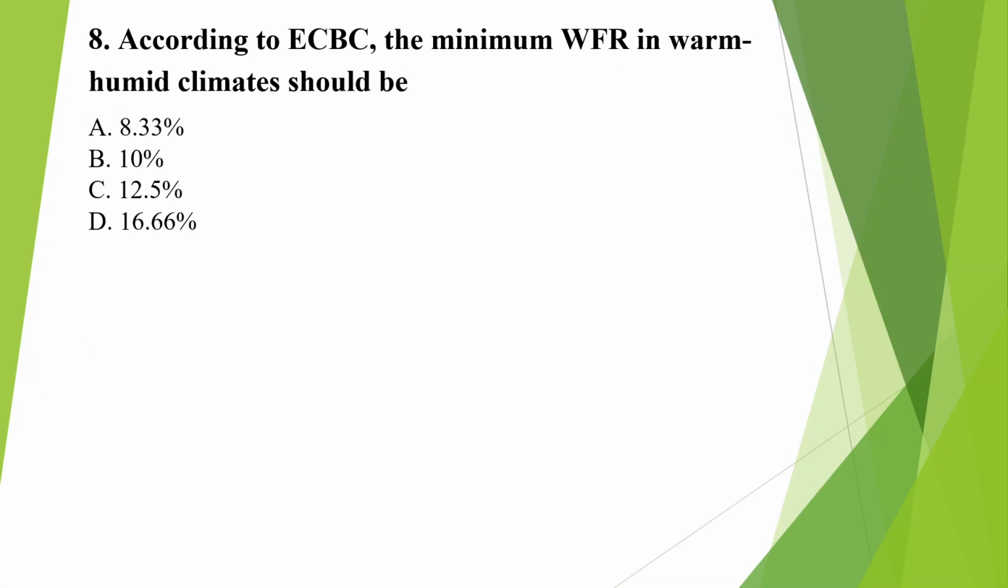Here is the eighth question in front of you all. According to ECBC building design criteria, the minimum WFR in warm and humid climate should be. So it is now asking about the WFR ratio. Again, read the question carefully. It is asking about the minimum WFR that can be employed in a warm and humid climate so that the building can be an ECBC compliant building.